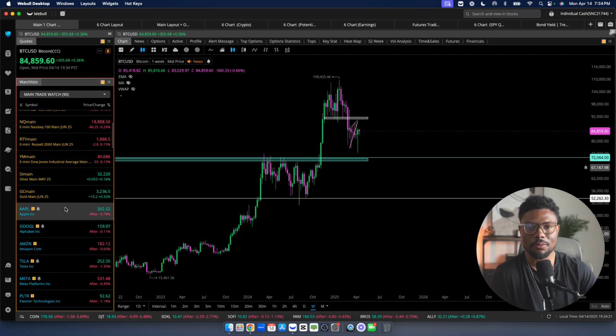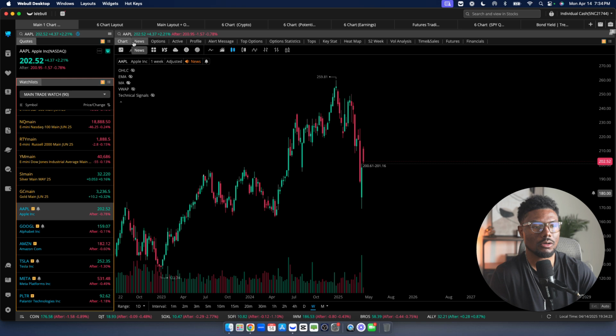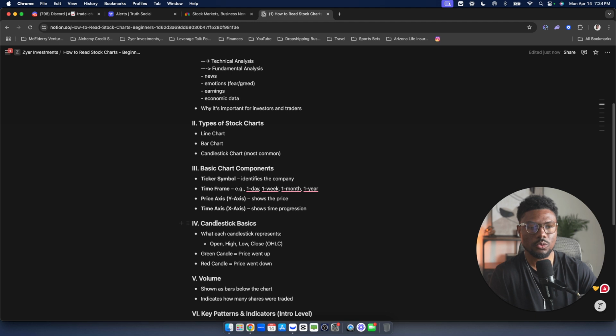So let's go back to Apple. We've got our ticker on Apple. The right-hand Y axis is the price, the price of what you're looking at. The bottom X axis shows the progression, or the timeline, or the interval.